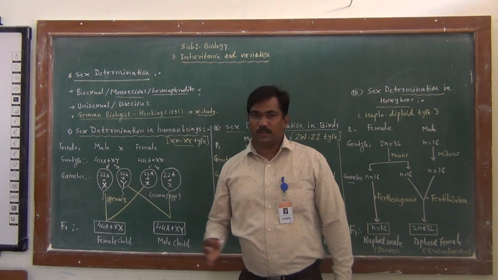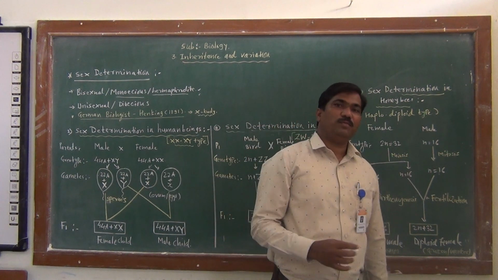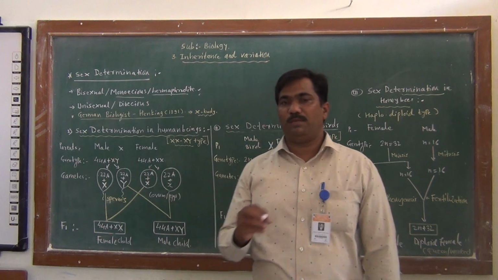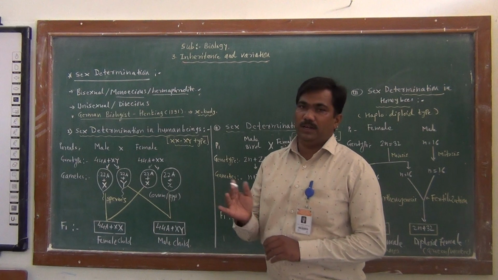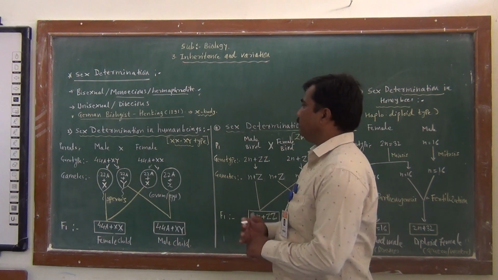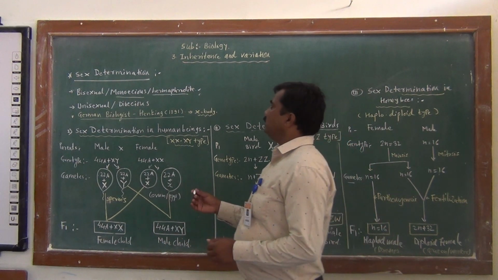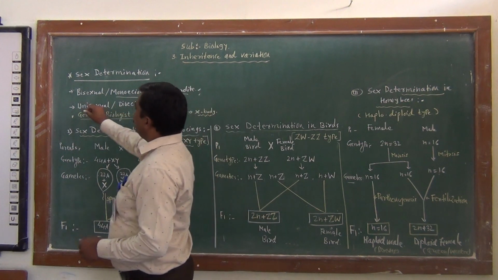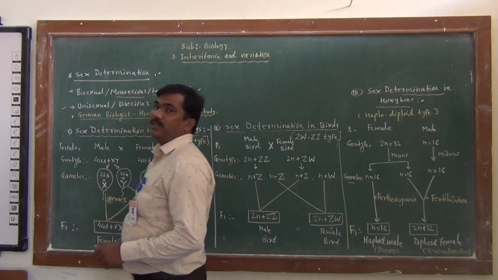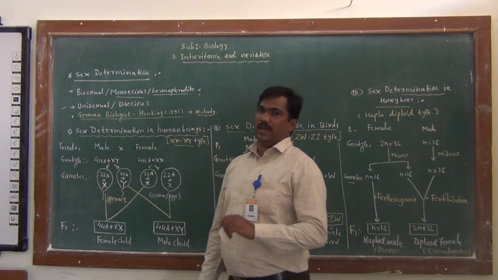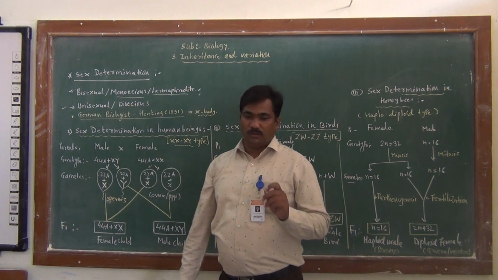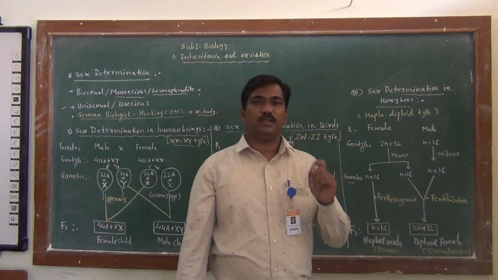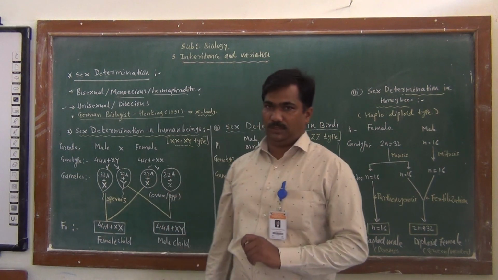Then if you observe some organisms, or all higher mammals, human beings for example, there are different sexes. The male individual is separate, the female individual is separate. So these organisms are called unisexual organisms, with a single sex, either male or female, or these organisms are also known as dioecious organisms.